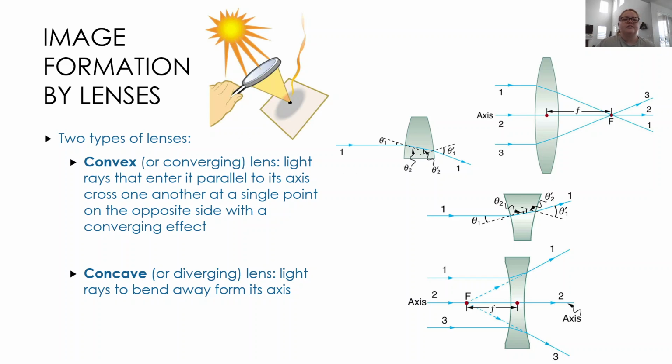Okay, so this is image formation by lenses, and there are two different types of lenses. We have convex and concave. Convex is a converging lens. Okay, so light rays that enter it parallel to its axis cross one another at a single point on the opposite side with a converging effect. Okay, and that single point is called the focal point.